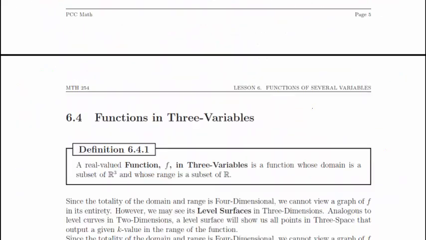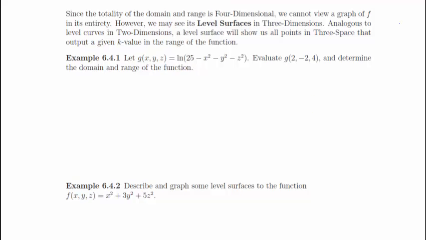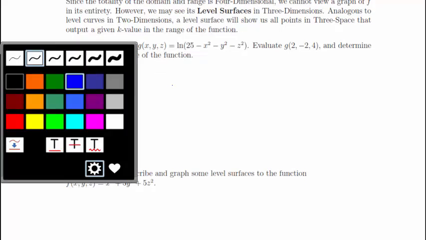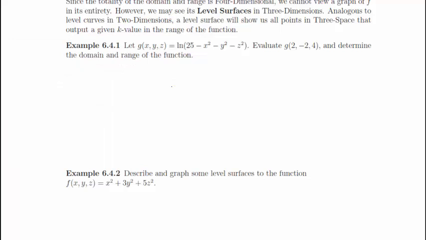Now if we go down here to this example, let g of x, y, z equal the natural log of 25 minus x squared minus y squared minus z squared, close parentheses. Evaluate g of 2 comma negative 2 comma 4 and determine the domain and range of the function. So just starting with some basics here before we get into graphing is g of 2 comma negative 2 comma 4. Come on, pen. Oh, it's just behind and it's processing here.